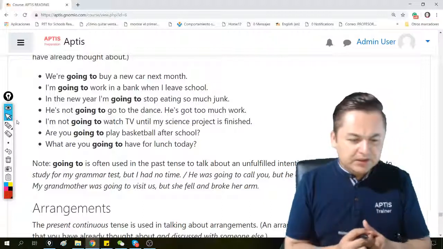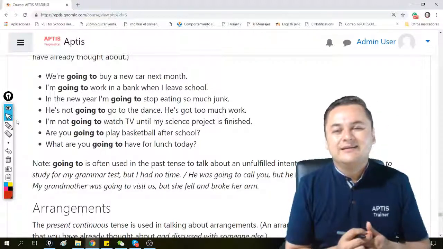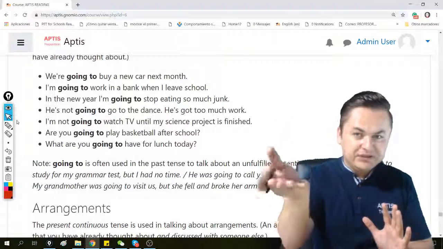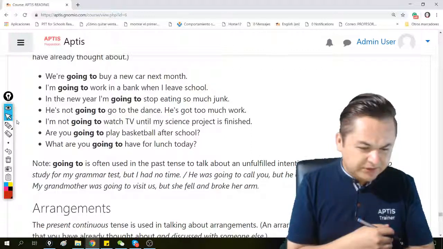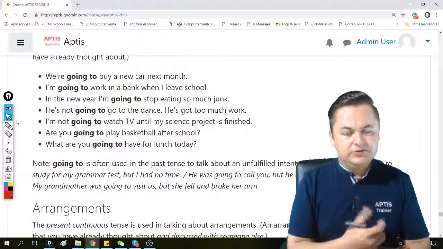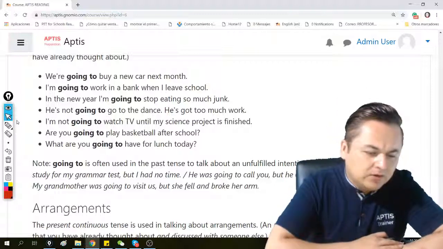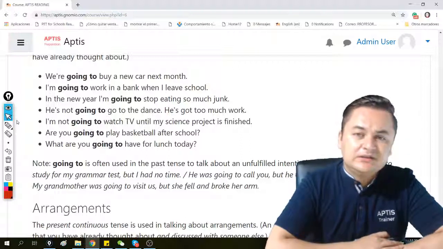In the new year, I am going to stop eating so much junk. It is another resolution, another plan for next year. I'm just telling you now. He's not going to the dance. He's got too much work. So he already made this decision. I'm not going to watch TV until my science project is finished.